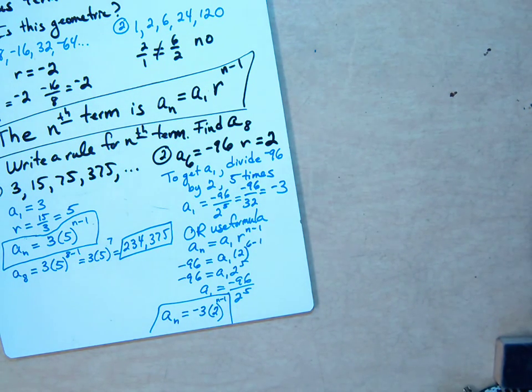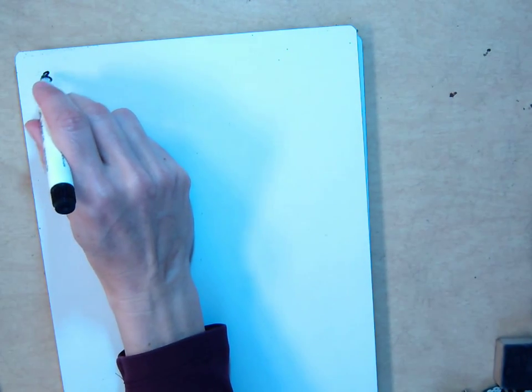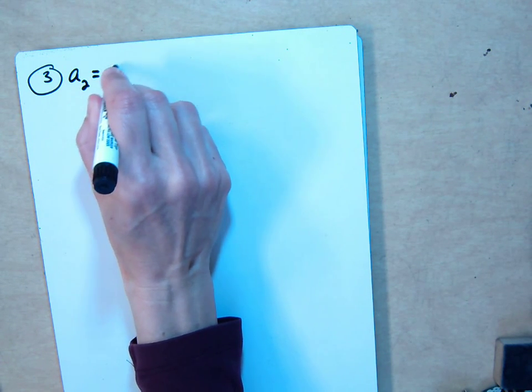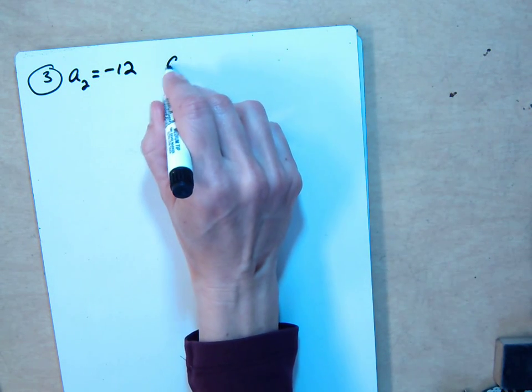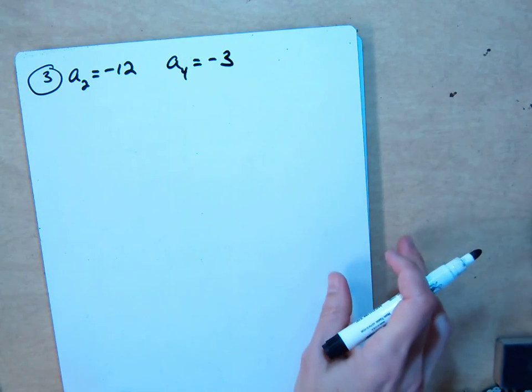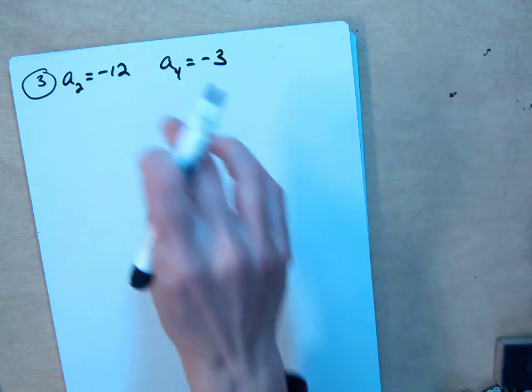Okay, let's finish it off with number 3 then. The last way that you could be given a question on a test or a quiz is this way. So, the third type of way is I could say a sub 2 equals negative 12 and a sub 4 equals negative 3. And now I want to find the formula for the nth term.